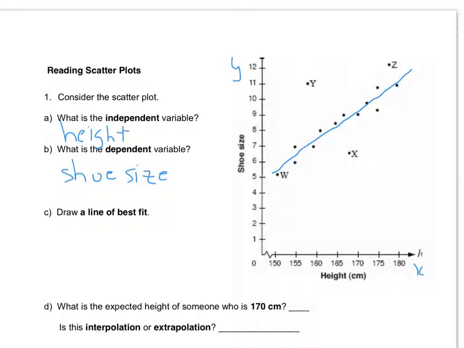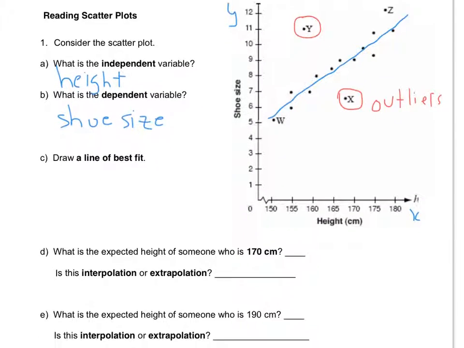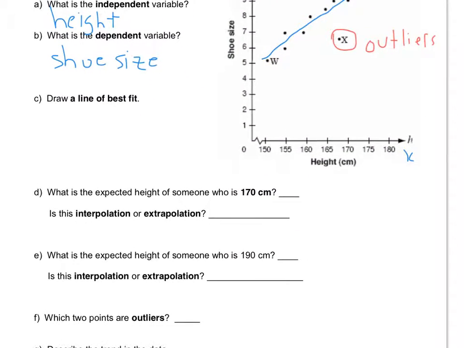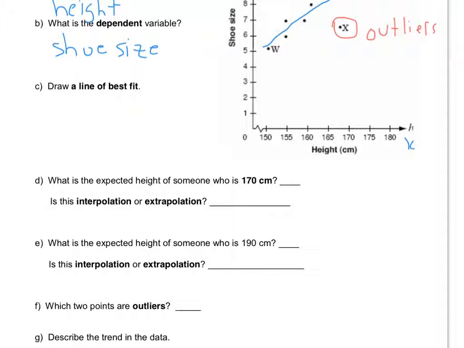That said, we see that this line is not close to 2 of our points, y and x. These points are actually outliers, meaning that they don't follow the trend of the other points. All these other points are very close to my line of best fit. These two are not, so I would call those outliers. So it's not always possible to get your line of best fit to go through and find the trend of all of your points. So now let's use our line of best fit to answer some questions.